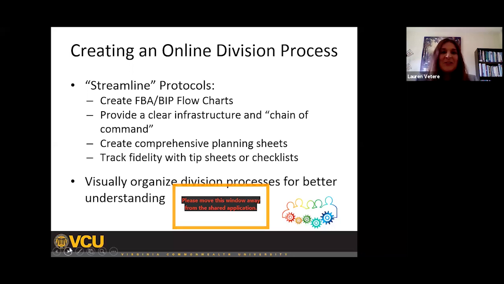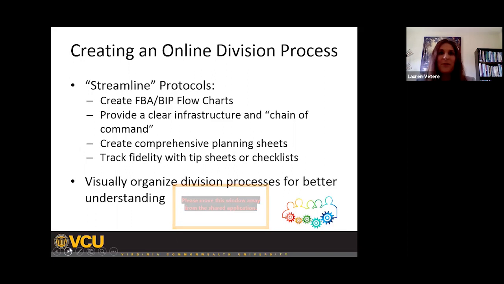Thanks so much, Noel. So when creating an online division process for FBAs and BIPs, think about streamlining certain behavioral procedures. By streamlining protocols on a virtual platform, we can ensure that all staff have that common language, that common understanding of your division process. So suggestions to do this include creating an FBA or BIP flowchart. And the flowchart could provide explicit directions on the required steps to complete the process effectively.